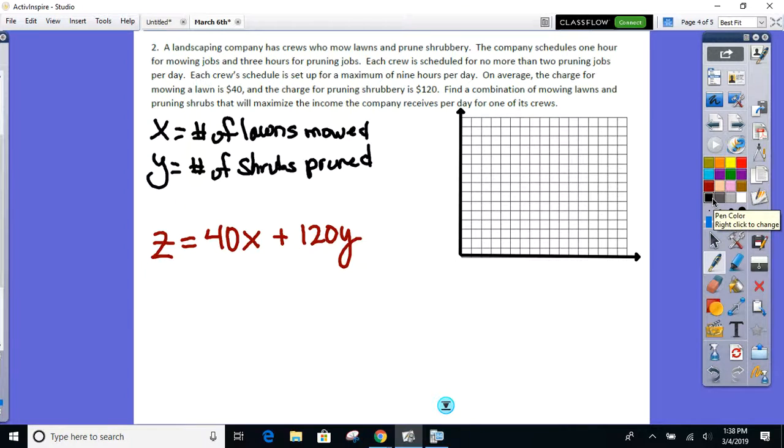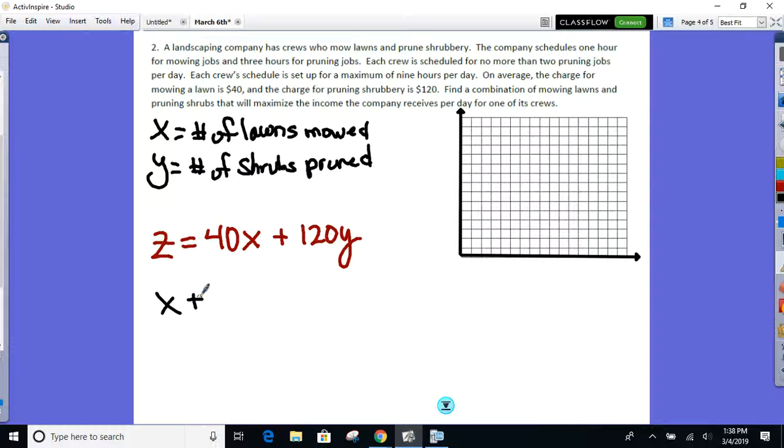And finally, the hardest part, the inequalities now. All right, go through with me. 1 hour a mow job and 3 hours for a pruning job. How do I write that? 1 hour for a mowing job. So X plus 3Y. These are the hours it takes. What else do I know about the hours? Keep reading. What else do I know about the hours? I can only work a maximum of 9. So what inequality do you want here? Less than or equal to 9. Perfect.